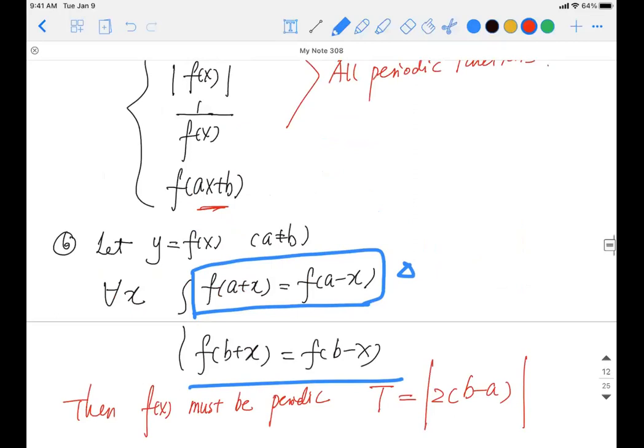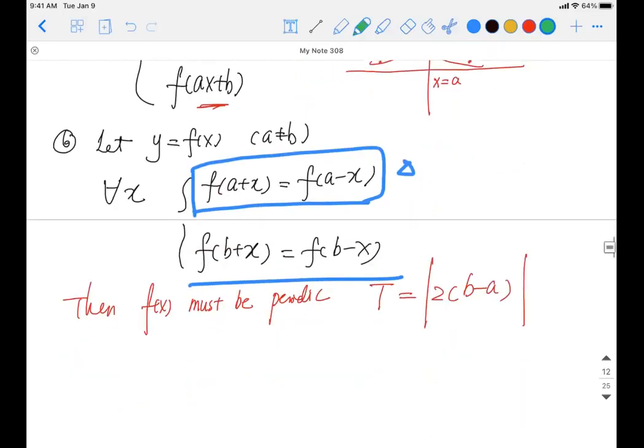What does this just mean? Let me try to explain it from a graph's perspective. Let's say I have x equals a. Any numbers on the left and right, the two sides of x equals a, as long as they have the same distance to x equals a, one is plus x, one is minus x, something like this, or this, or this. They're always symmetric. So that means x equals a is actually a symmetric axis.